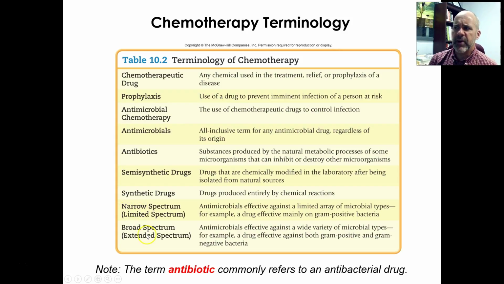We've been over narrow spectrum and broad spectrum when we talked about disinfectants and control methods, when we talked about physical and chemical control methods in Chapter 9. Narrow spectrum antimicrobial drugs are effective against a narrow range of microorganisms. Broad spectrum will be effective against a whole bunch of different types of microorganisms.